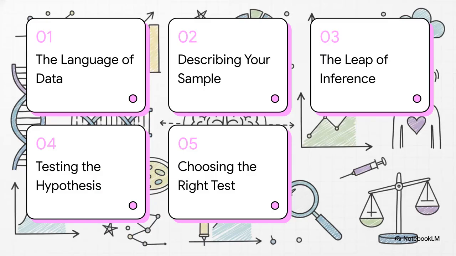Here's the roadmap for our data journey today. We're going to demystify these complex processes step by step. 1. The language of data. 2. Describing your sample. 3. The leap of inference. 4. Testing the hypothesis. And finally, 5. Choosing the right test. Let's get into it.